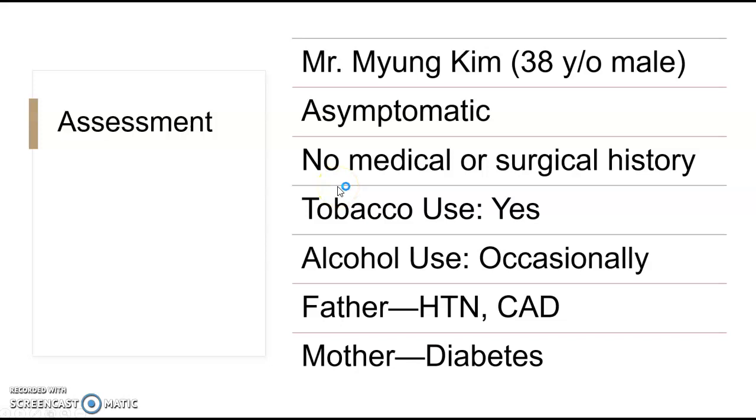So this patient, Mr. Mung Kim, he's a 38-year-old male. He is currently asymptomatic with no significant medical or surgical history. He does use tobacco and he occasionally uses alcohol. For his family history, his mother has diabetes and his father has hypertension and coronary artery disease.